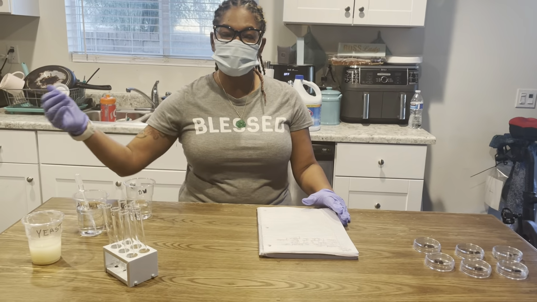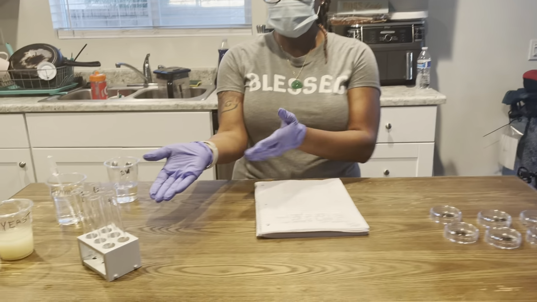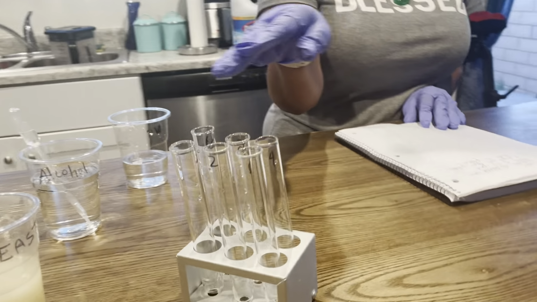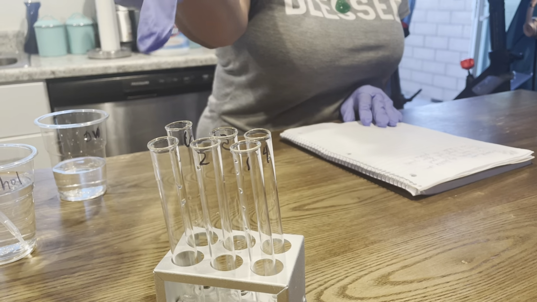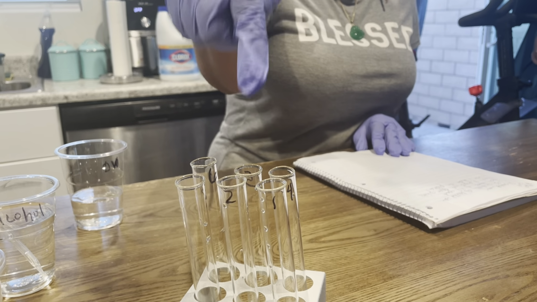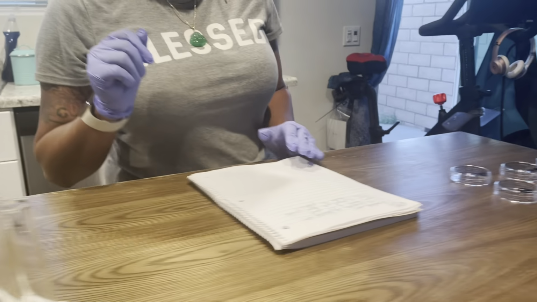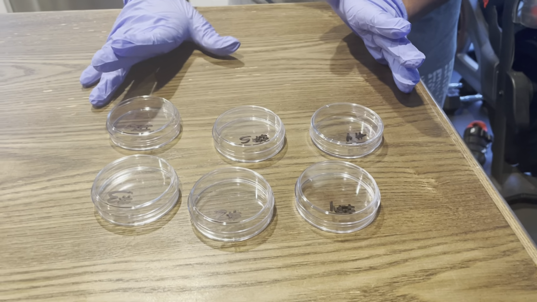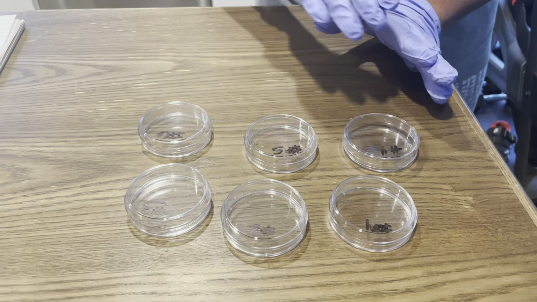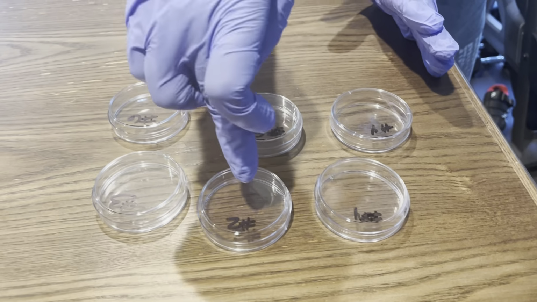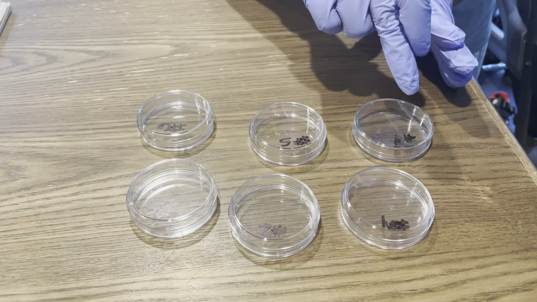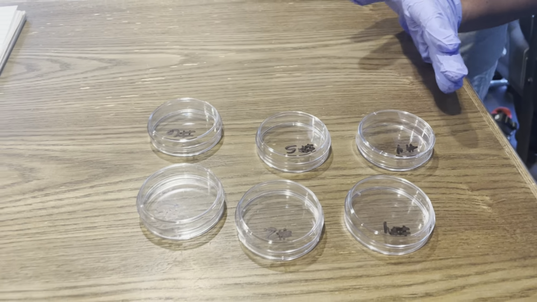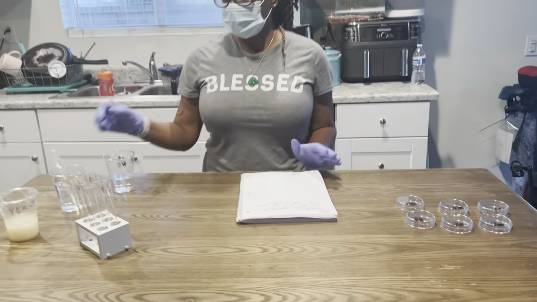I have my yeast. I have my tubes that are labeled 1 through 6: 1, 2, 3, 4, 5, 6. And then I have my plates labeled 1, 2, 3, 4, 5, 6. So we're gonna go ahead and get started.